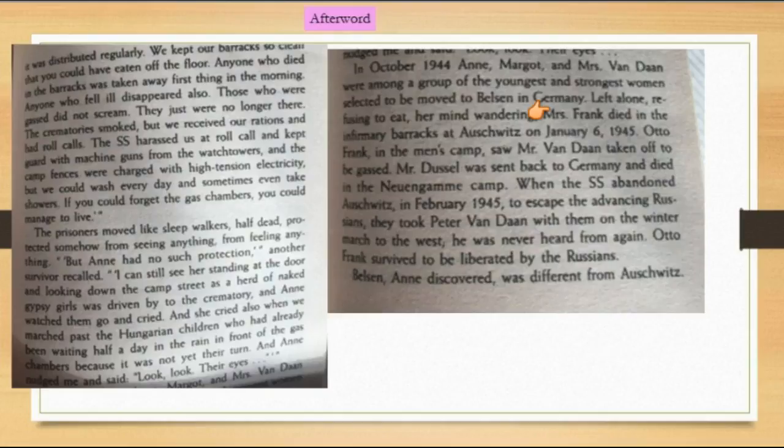Otto Frank in the men's camp saw Mr. Van Daan taken off to be gassed. Mr. Dussel was sent back to Germany and died in the Neuengamme camp. When the SS abandoned Auschwitz in February 1945, to escape the advancing Russians, they took Peter Van Daan with them on the winter march to the west, where he was never heard from again. Otto Frank survived to be liberated by the Russians, so he ends up surviving.